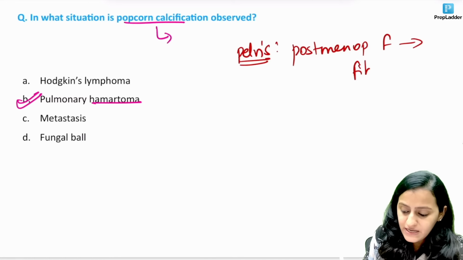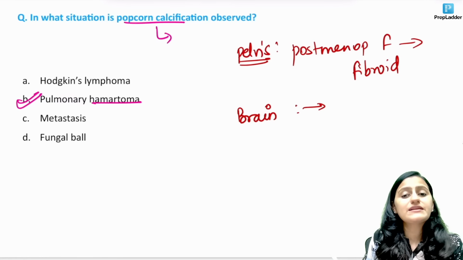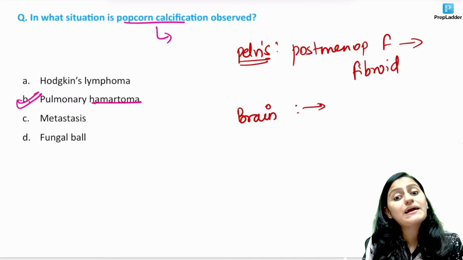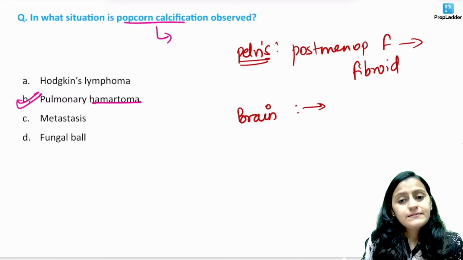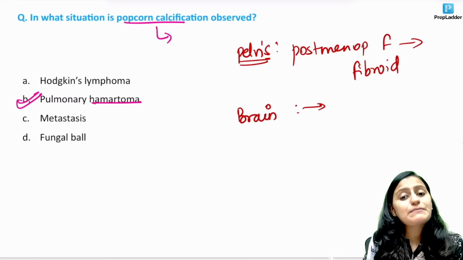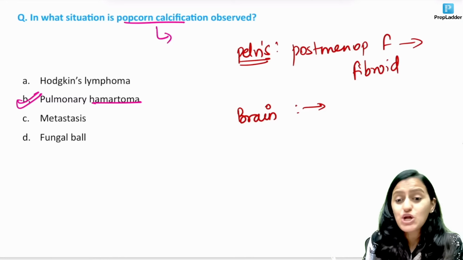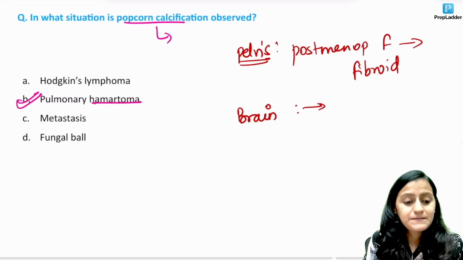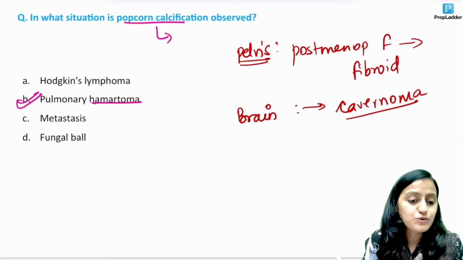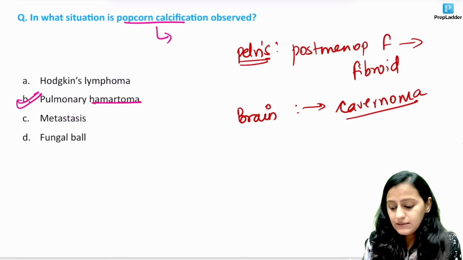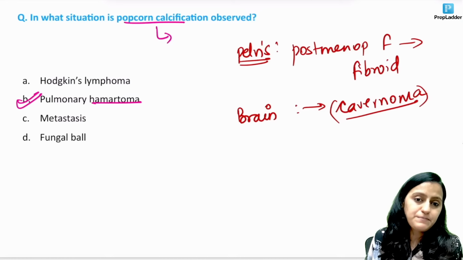Correct. It is going to be fibroid. And there is something in the brain. Which condition shows popcorn appearance on MRI brain? No, not craniopharyngioma, not meningioma. It's something else. It is cavernoma, or cavernous angioma. Okay, it is cavernoma, right? A vascular malformation, cavernoma, cavernous angioma, which shows popcorn appearance.